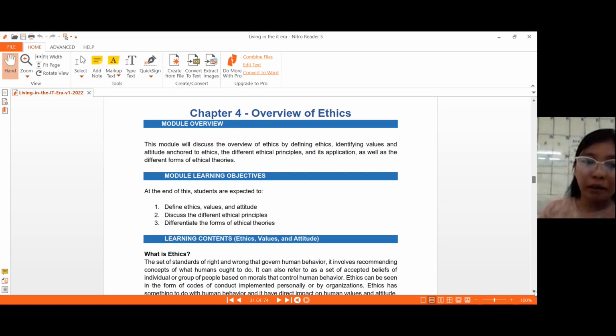Okay, and that is what we're going to talk about in this chapter, overview of ethics. So this module will discuss the overview of ethics by defining ethics, first of all, identifying values and attitude anchored to ethics, the different ethical principles and its application, as well as the different forms of ethical theories.